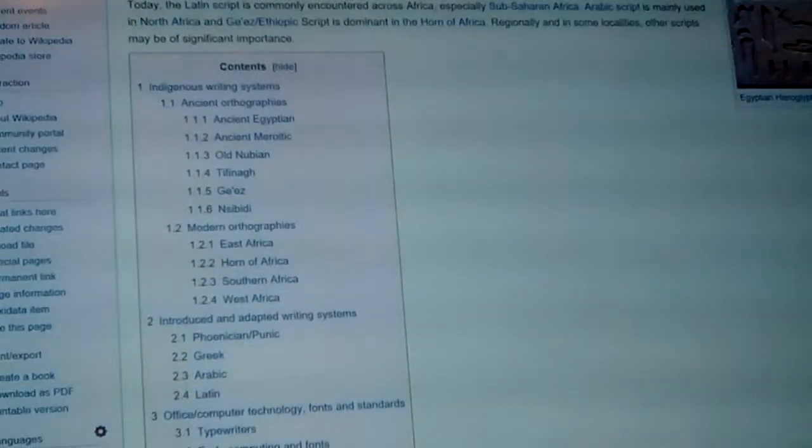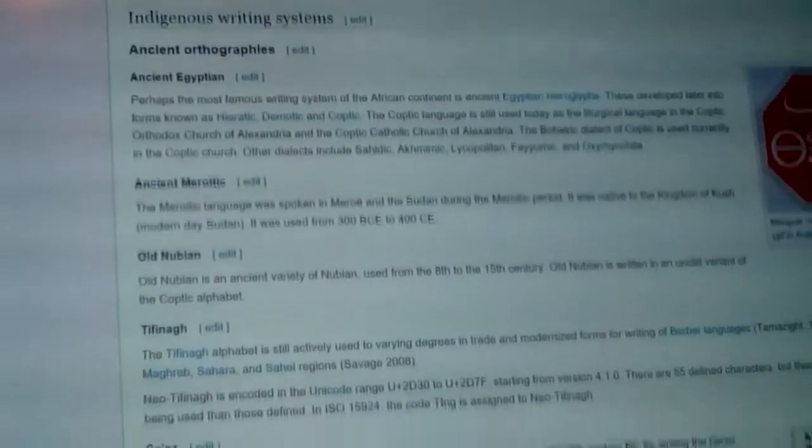And writing systems of Africa refer to the current and historical practice of writing systems on the African continent, both indigenous and those that were introduced from others. Today, the Latin script is commonly encountered across Africa, especially sub-Saharan Africa. Arabic script is mainly used in North Africa, and Ge'ez in Ethiopic areas. So what they're saying here is that all the writings that you do find from down there were brought about by Arabic people, and at an earlier time than the other writings that we're going to see.